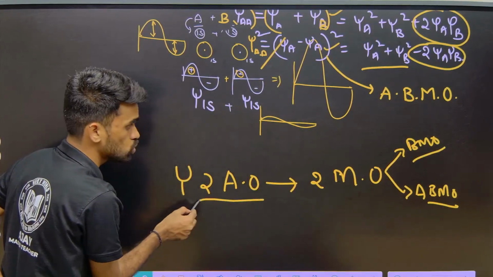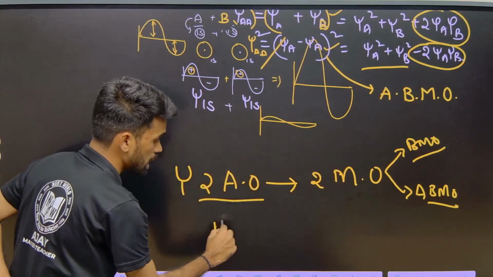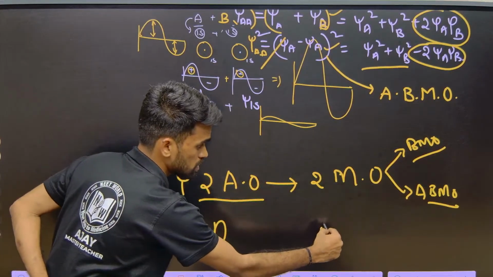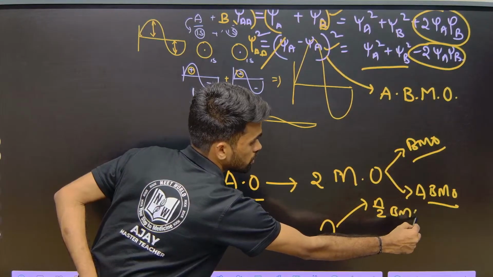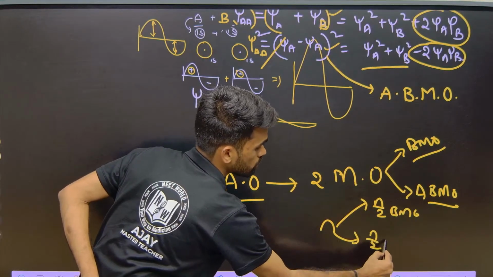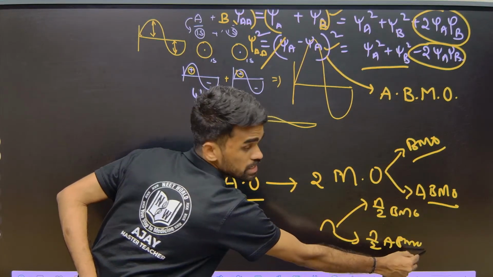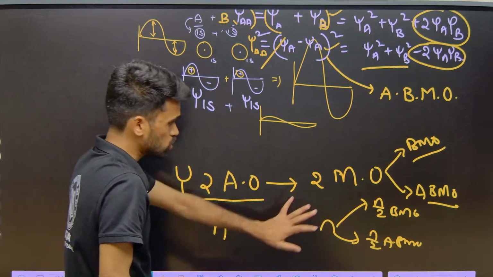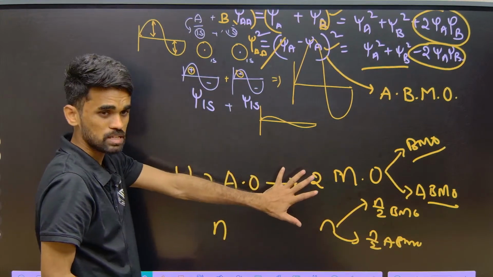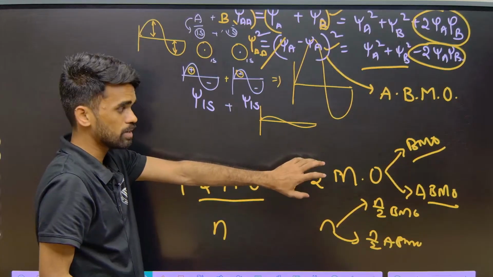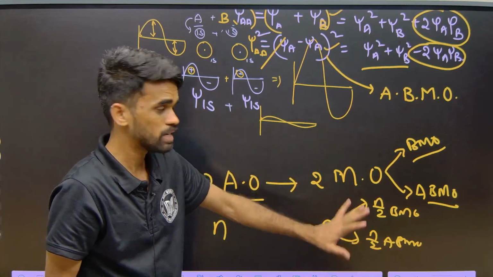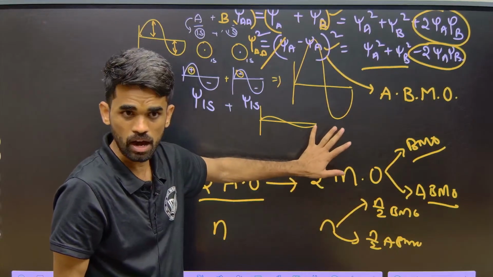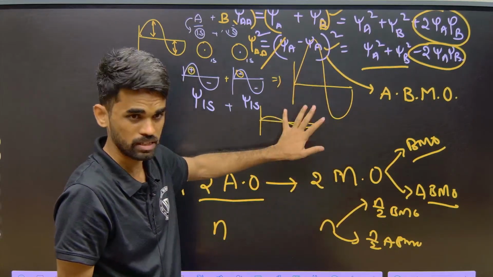So if it is 2, you are getting 2. If it is N, this will be N. So it means N by 2 BMOs and N by 2 ABMOs. Is this clear what I am saying? Okay. So this is very basic stuff. First of all, you need to understand at least. See, I can complete this chapter only with the tricks, but you should have a basic idea on this topic. That's why I am giving these things first.